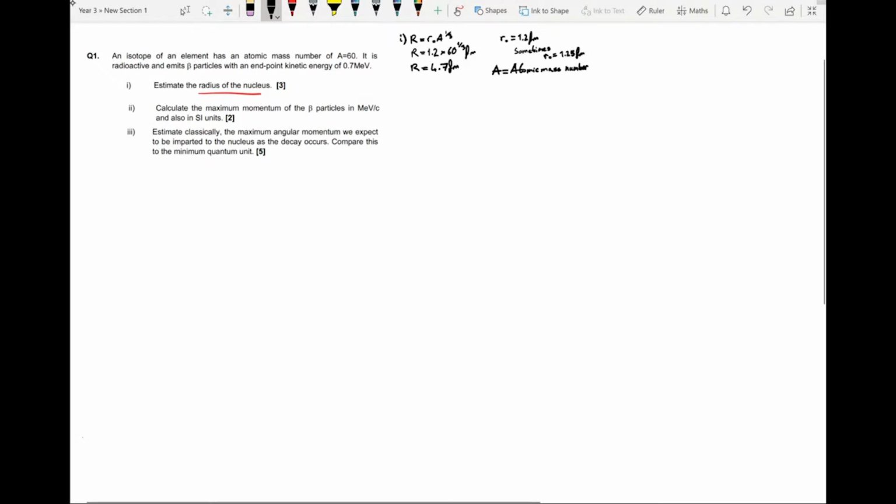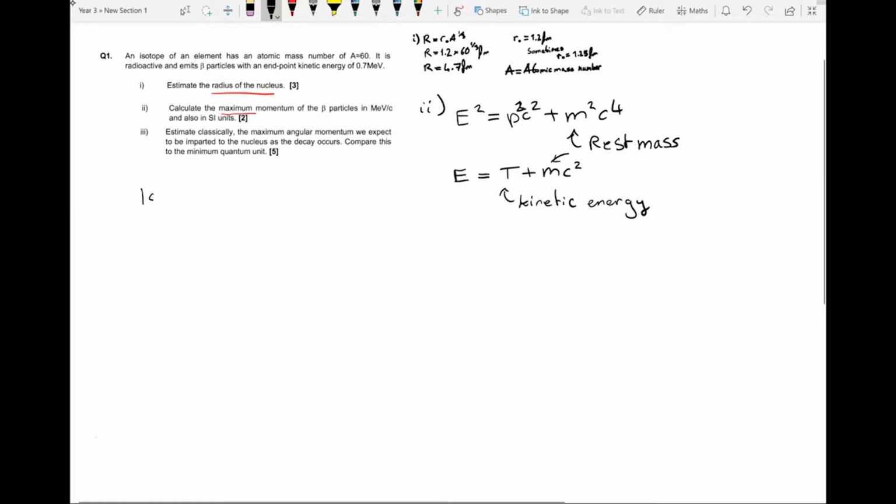Part 2 asks us to calculate the maximum momentum of the beta particles. Here we use this equation, where m is the rest mass, so it could also be denoted m0. The total energy is denoted by the energy conservation equation, E equals T plus mc squared, where T is the kinetic energy, and m is also the rest mass. Here we are using the relativistic regime.